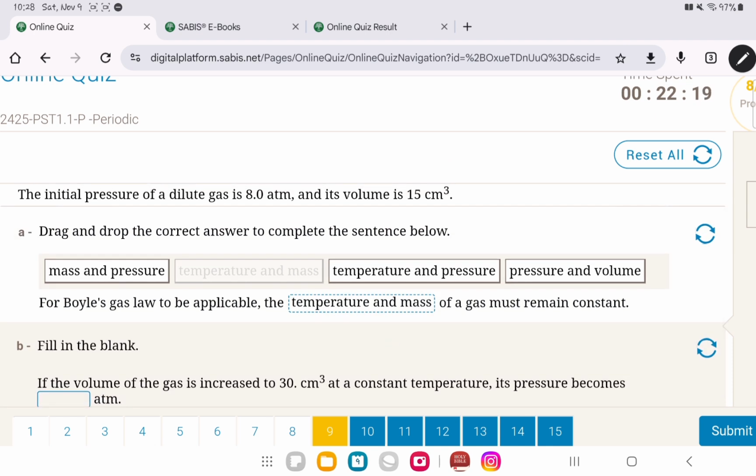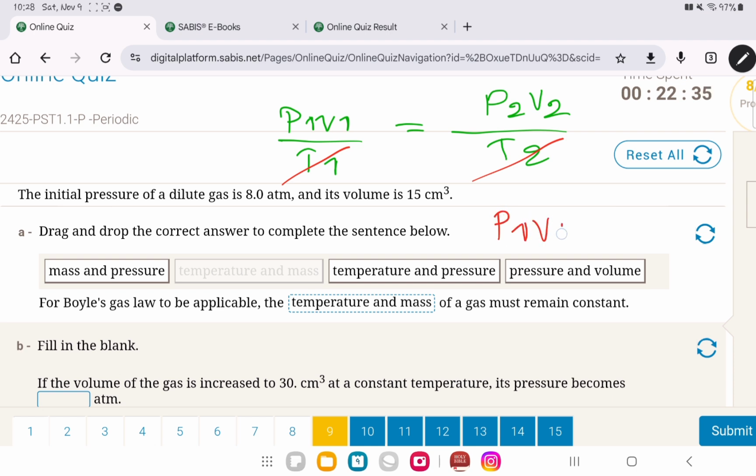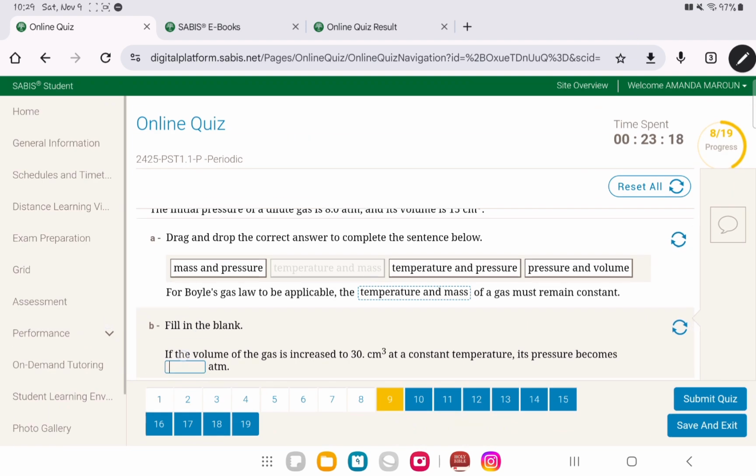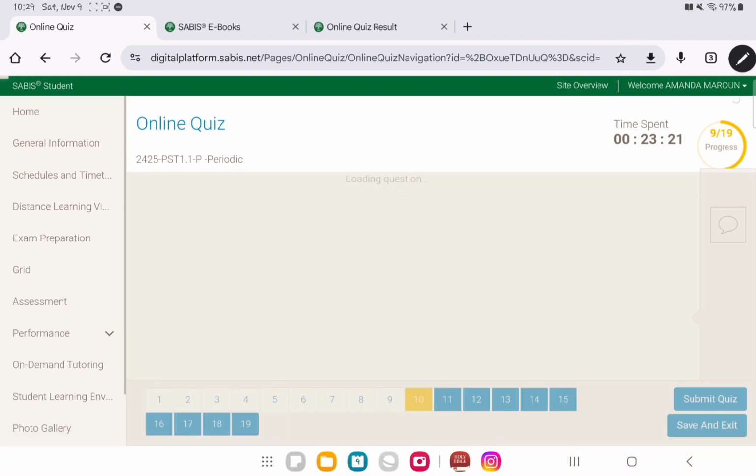Now we move down. They need us to find the volume of the new gas. We know the equation is P1 V1 over T1 is equal to P2 V2 over T2. Since the temperature is constant, we cross it out, then it becomes P1 V1 is equal to P2 V2. So then substituting, we are going to get 8 times 15 is equal to pressure 2 times 30. So now we divide both sides by 30. 8 times 15 divided by 30. We are then going to get that pressure 2 is equal to 4. So that means the new pressure becomes 4 atmospheres. Now we move on to question number 10.